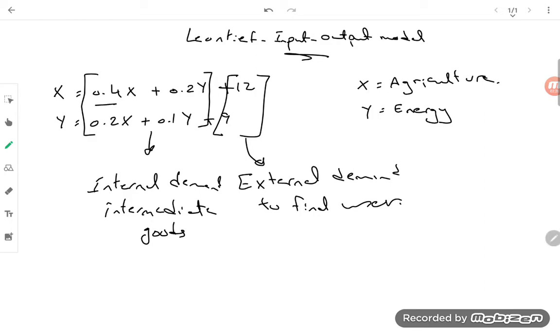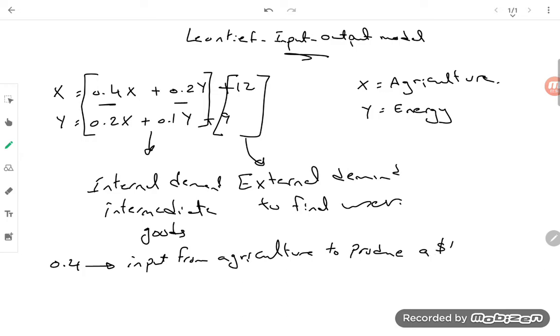What is the meaning of each number, 0.4, 0.2, and so on? 0.4 means input from agriculture that will be used to produce a $1 from agriculture. So it's agriculture product that will be used in the production of another agriculture product.